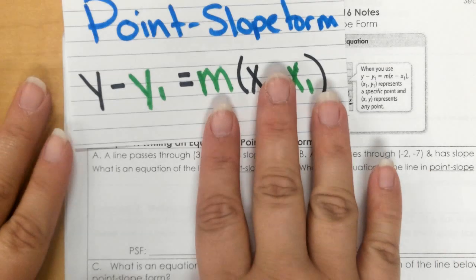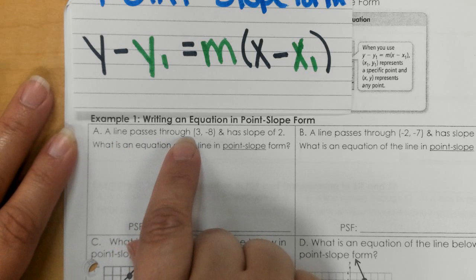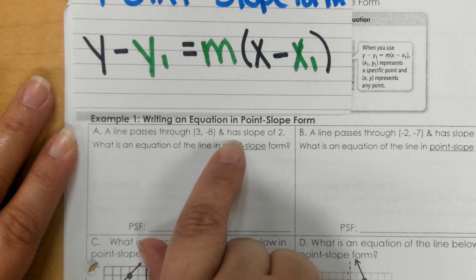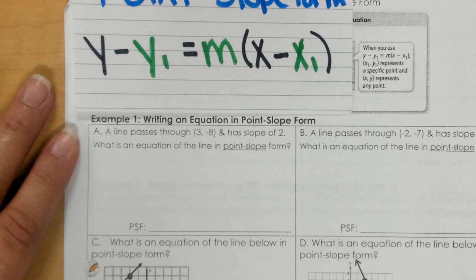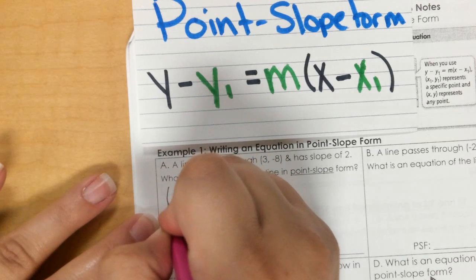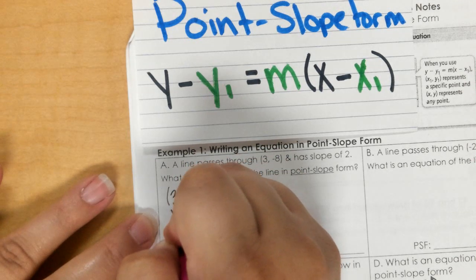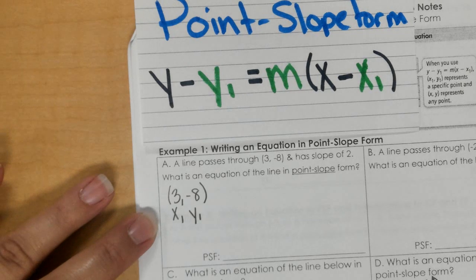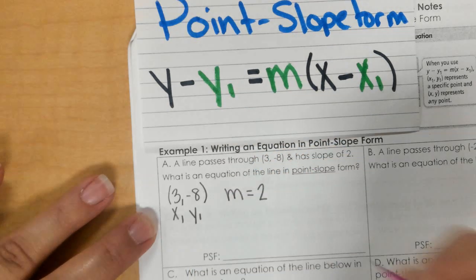So we need to look here at this problem. It says a line passes through this point, 3, -8, and has a slope of 2. What is the equation of the line in point-slope form? So first of all, what information are we given? Well, we're given a point is 3, -8. And we know that that is x1 and y1. We are also given a slope, and that is 2.